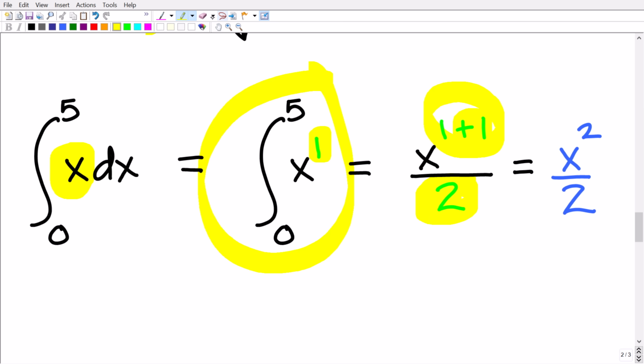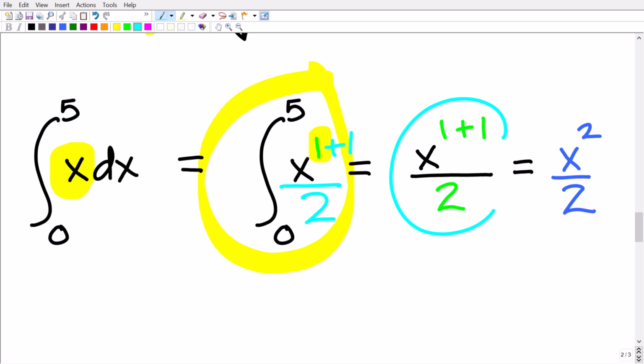Okay, so let me go ahead and show you this so no one is confused, because this is so easy that a lot of people just can't believe that calculus is this easy. So what we're going to do is add 1 to our exponent, so that's 1 plus 1. The answer is 2, and then we're going to divide by 2, so this is what we're going to have. Okay, so x to the 1 plus 1, of course, is x squared over 2. And now we can use this variable expression to easily calculate the area. And let's go ahead and see that work right now.